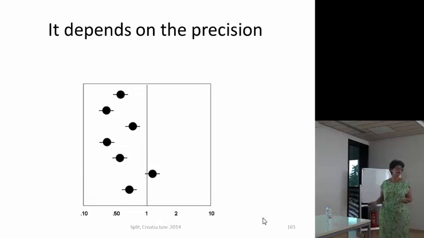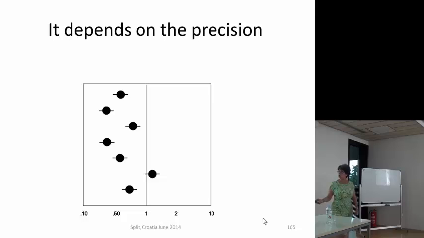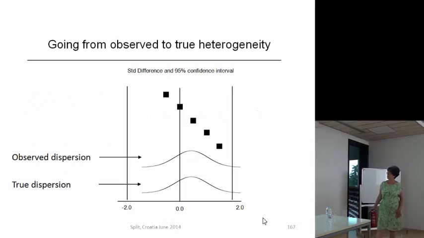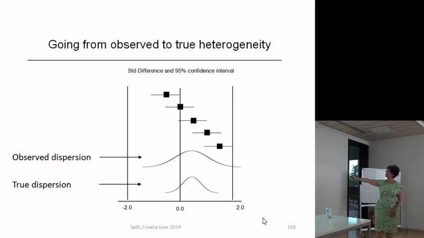Compared to that, where we have very precise estimates for each individual study, it's easy to see that the variation due to sampling error doesn't account for the lion's share of variation across the studies. So we compute the variance of observed effects, okay? And then by subtracting out what we expect due to sampling error variance, what's left over is the true dispersion. Okay?